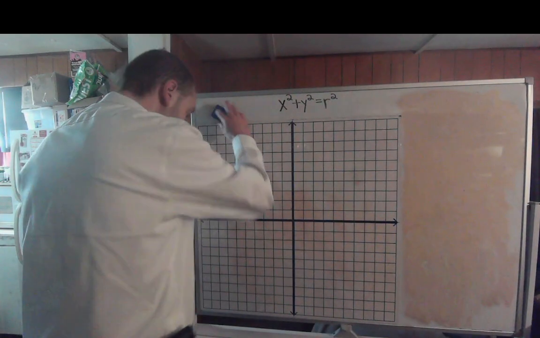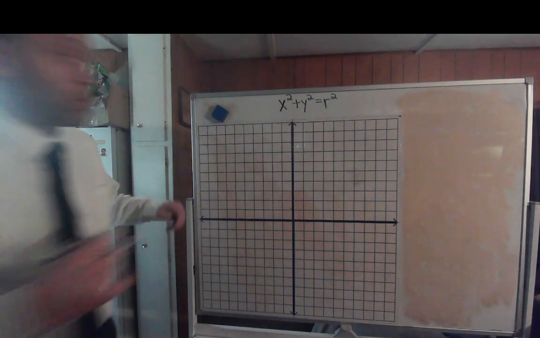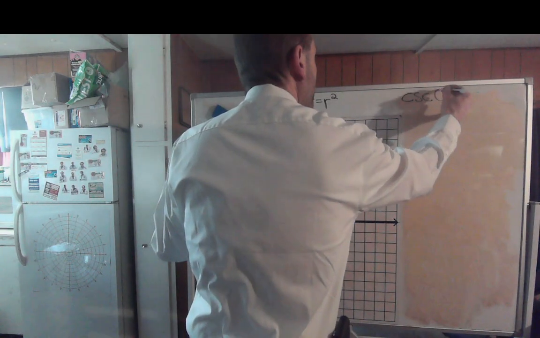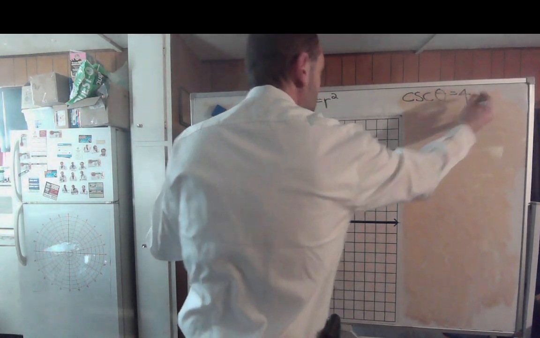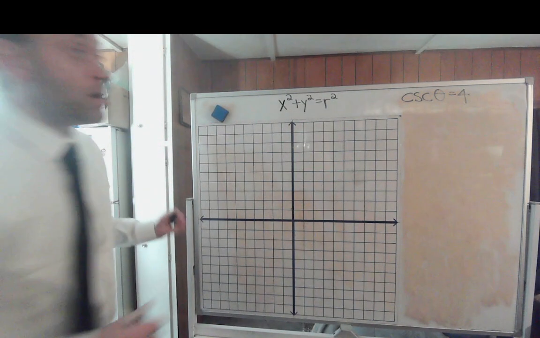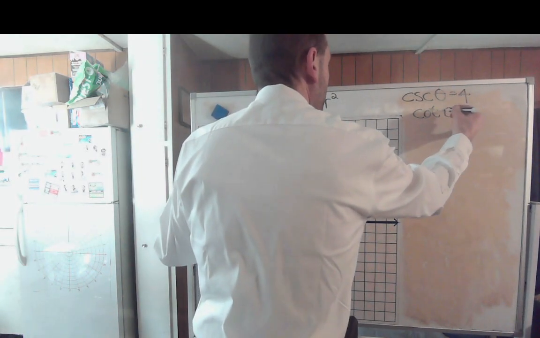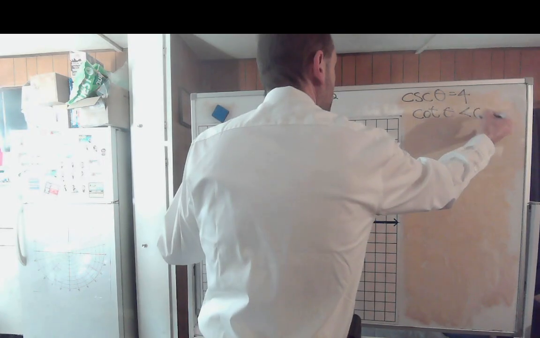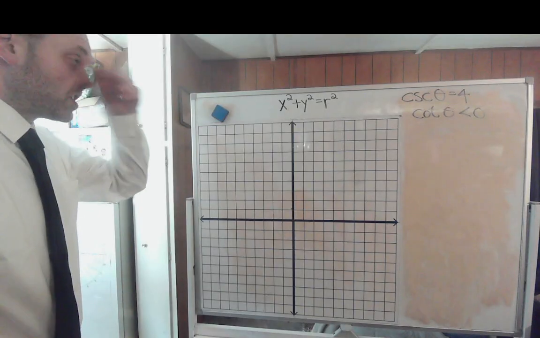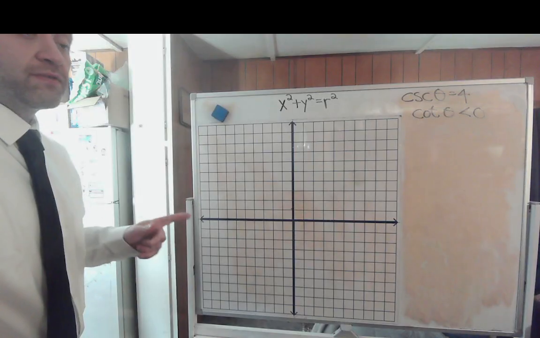All right, two more. So we're given that the cosecant of theta equals 4. So the cosecant of theta is 4. Then we're given that the cotangent of theta is less than 0.